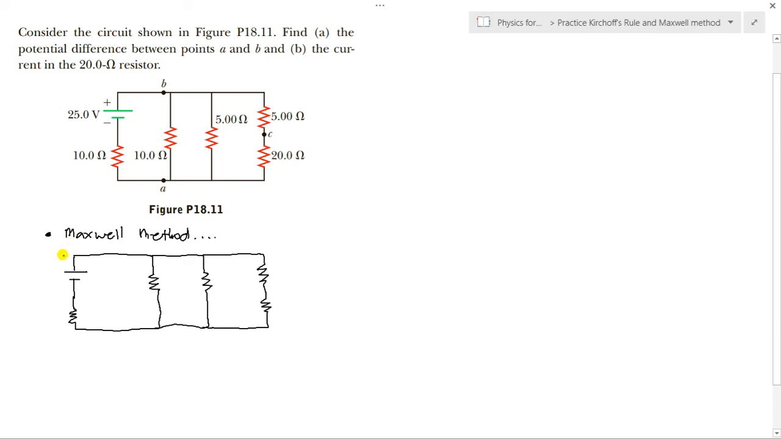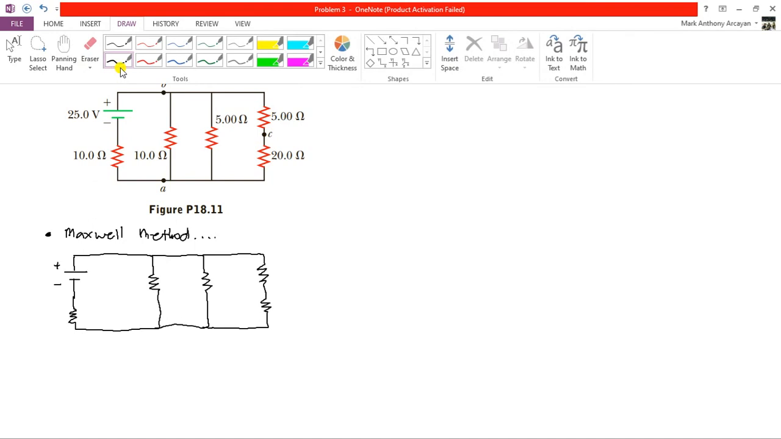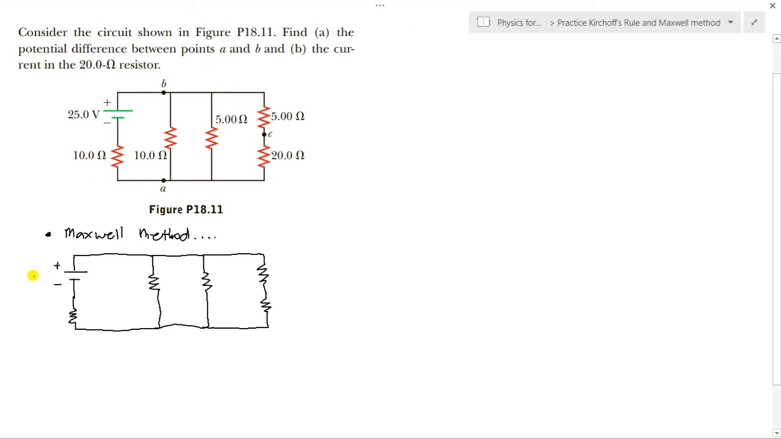Then don't forget to indicate the sign of the terminal side. So this is positive, this is negative. So label also the given values. This is a 25 volt battery. This is 10 ohms. This is 10 ohms, and then this one is 5 ohms, and then this one is 5 ohms. This one is 20 ohms.